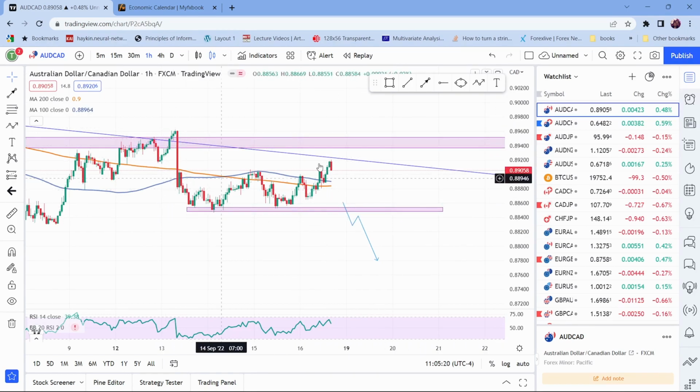As you can see right here by the movement, the AUD CAD and AUD USD, and a lot of the USD and CAD cross pairs are moving in tandem with each other, right?